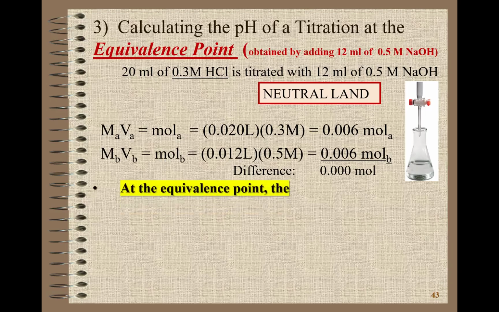So what does that mean? Well, right away, if there's equal amounts of acid and base, you just know the pH is 7. It's neutral. We're neutral. Oh, I made one of these too. Where's my neutral land?